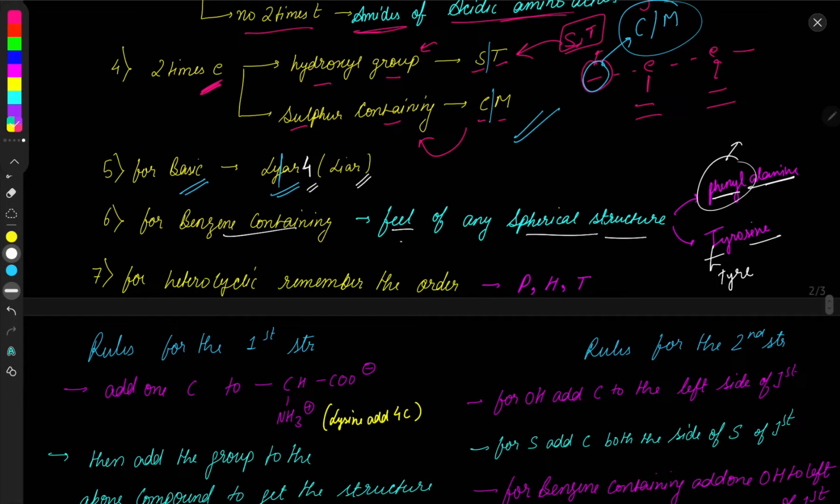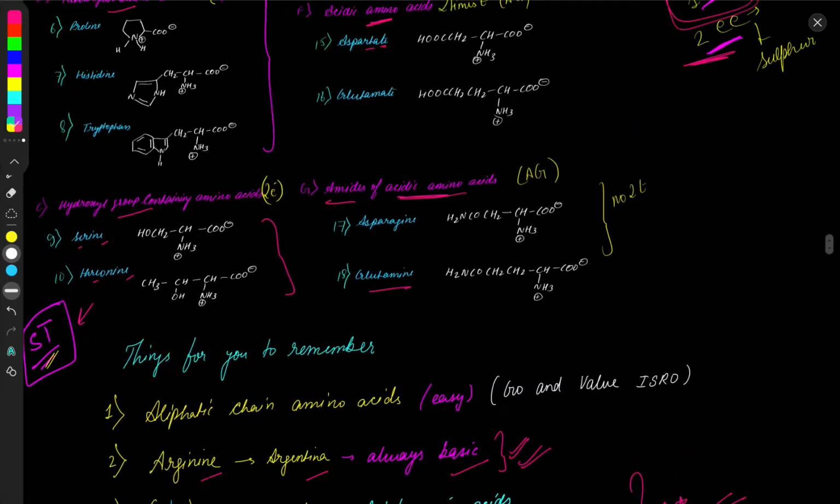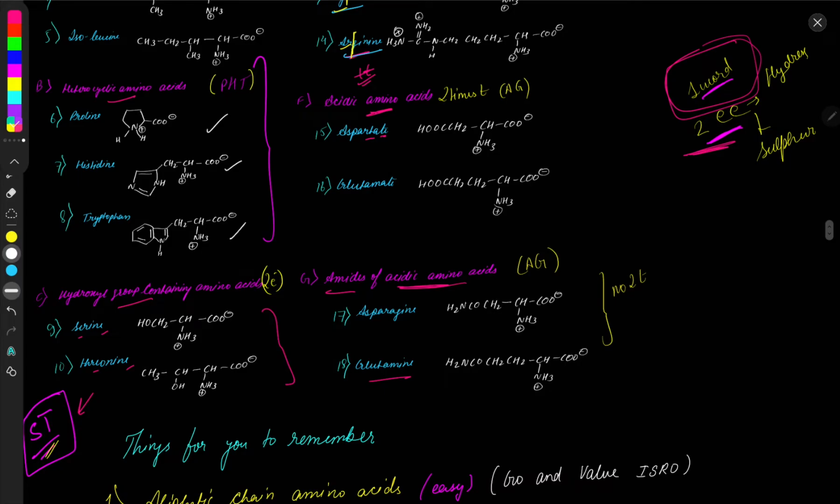For heterocyclic, just remember the order. It's PHT. Just repeat it a number of times and you will get it into your head. Just feel the order: PHT. That is, P has the smallest structure, H has the medium, and T has the largest structure. Only remember this and you will know the structure. I will tell you in the later part of the video how to remember the structures.